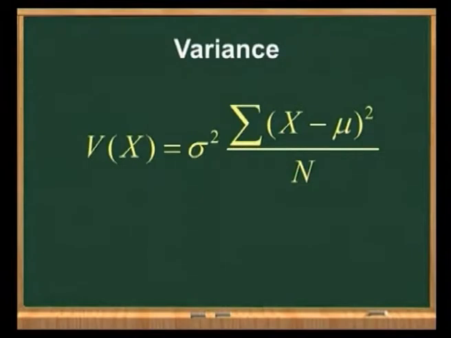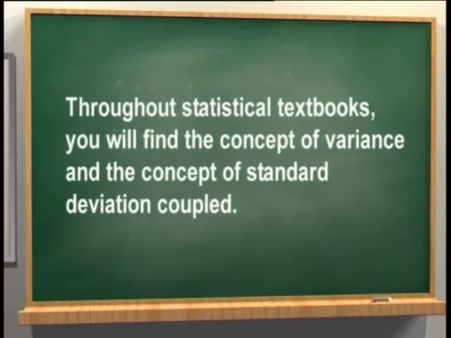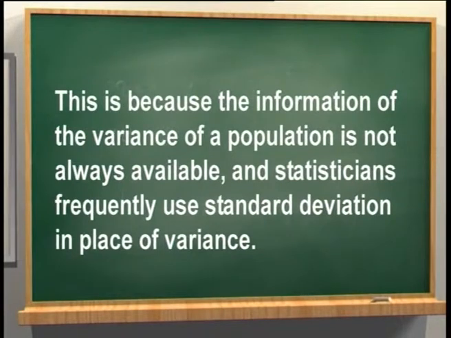For a population, the variance is represented by sigma squared. The formula is variance, that is, sigma squared, is equal to the sum of X minus mu, the whole squared, divided by N. Most statistical methods deal with or include the concept of variance. Variance is the variability in certain traits in a population of interest. Throughout statistical textbooks, you will find the concept of variance and the concept of standard deviation coupled. This is because the information on the variance of a population is not always available, and statisticians frequently use standard deviation in place of variance.